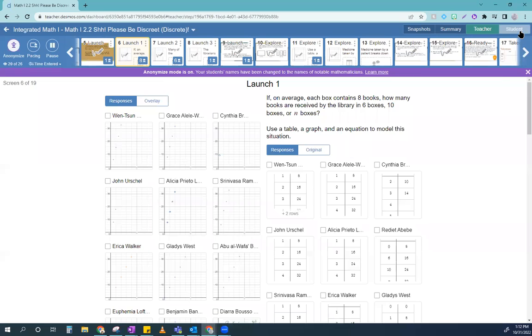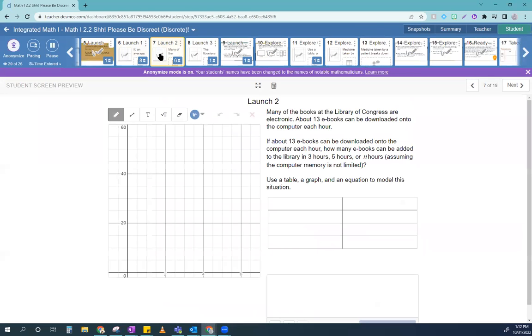Okay. So the next part says, many of the books in the library are electronic. Everyone say, ooh, ooh. About 13 ebooks can be downloaded onto the computer each hour. If 13 ebooks could be downloaded onto the computer each hour, how many ebooks can be added to the library in 3 hours, 5 hours, and n hours?